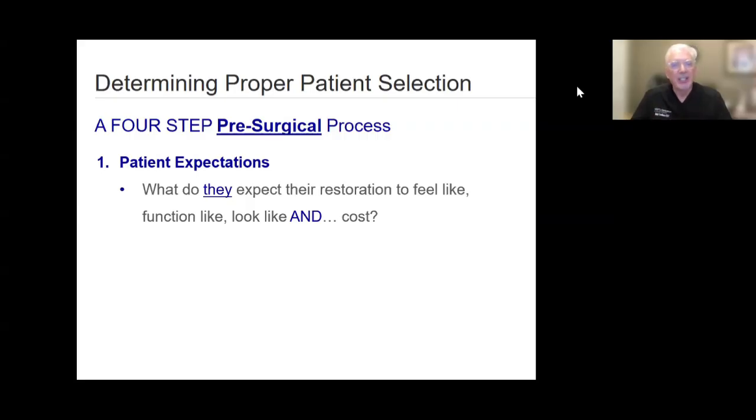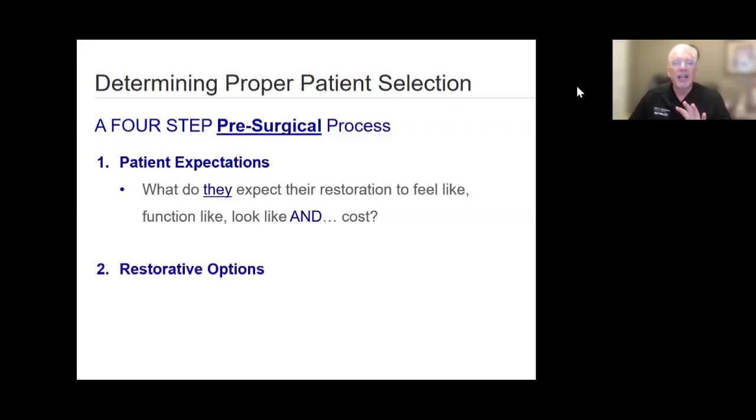What do they, the patient, expect their restoration to feel like, function like, look like, and also cost? Cost has to be tied into it, but don't let cost be the first thing that you lead out with. And also understand that cost is really like the third reason that a patient says no thank you to the treatment. Sometimes they disguise cost because that's what everyone can be familiar with, is money. But it's really understanding what their expectations are and what is their why for that.